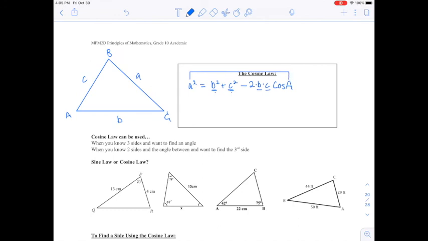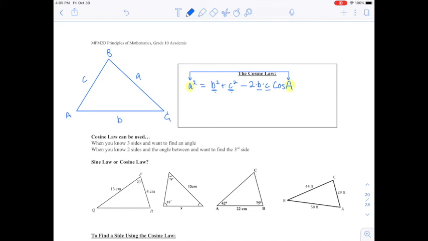So I know you guys have open notes this year, so you don't have to memorize this, but I still think it's valuable to know the relationship between this angle and the side on the other side of the equal sign. I think it's really important to know that.